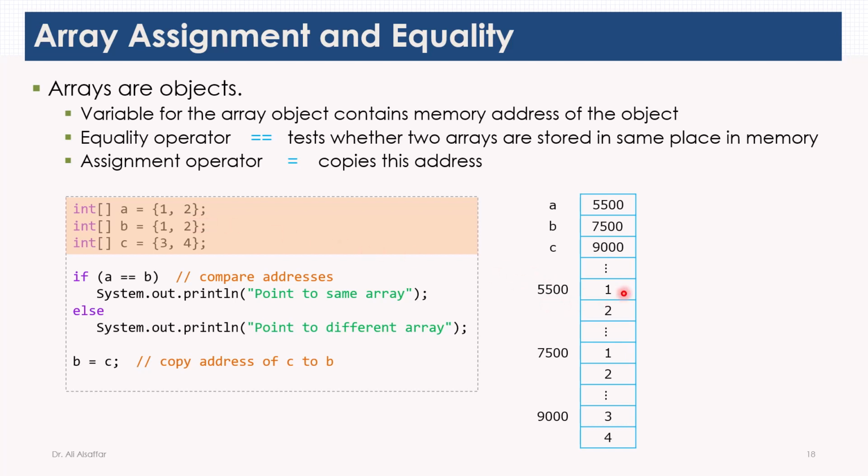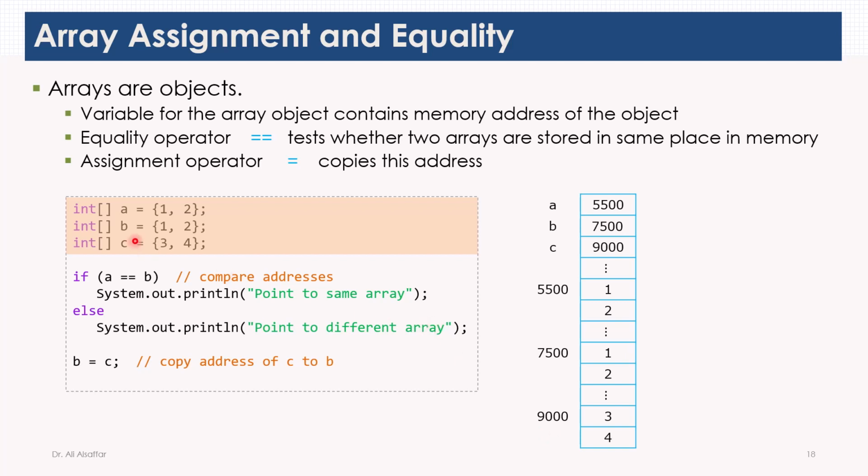So the first index variable is at address 5500. It depends on the size of the integer. If the size of the integer is 4 bytes, then the next address for the second element will be 5504. And assume that the array B is also saved in the memory in a different place, at address 7500. And for the third array, assume that it is saved at address 900. Anytime an array is created, it is placed in the memory and it will have an address.